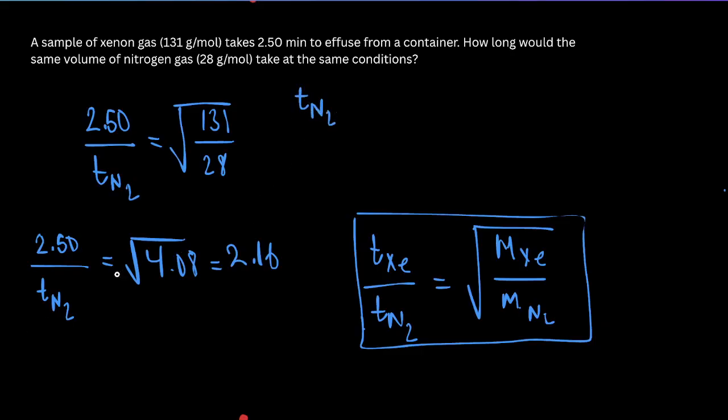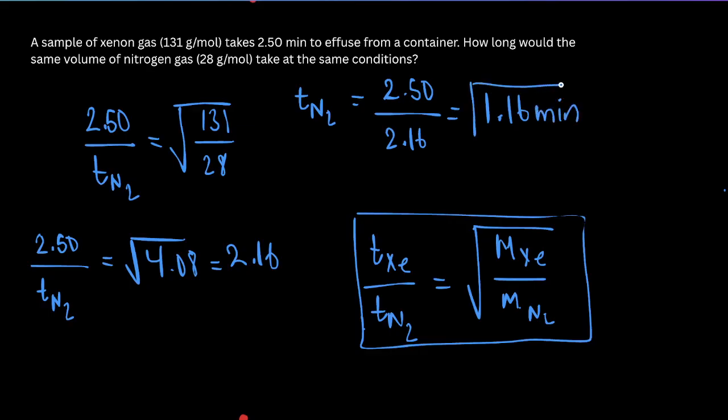Time for nitrogen, we're just going to have to manipulate this algebraically. And so we can see the time it takes nitrogen gas to effuse is just going to be 2.5 divided by 2.16, or 1.16 minutes. These are our units here. And that is going to be our answer. It will take 1.16 minutes for the same volume of nitrogen gas to effuse, again, at the same conditions. So this here is going to be our answer.